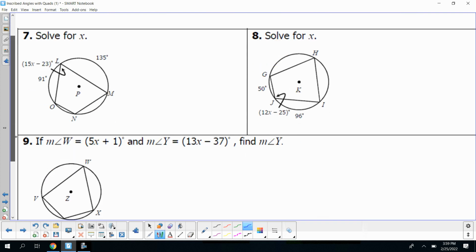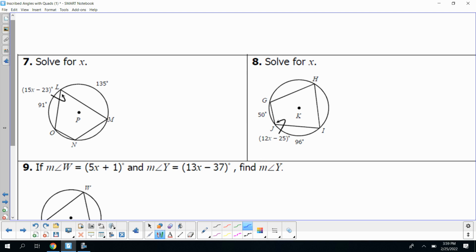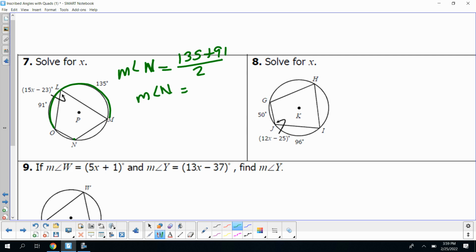One more. Let's take a look at number 7. We're going to solve for x again. So we are going to first find the measure of angle N. It doesn't look like an N. We'll pretend it's an N. By taking the arc length here to here and taking half of that. So 135 plus 91, divide that by 2. That's going to give me the measurement of angle N, and that is going to be 113 degrees.